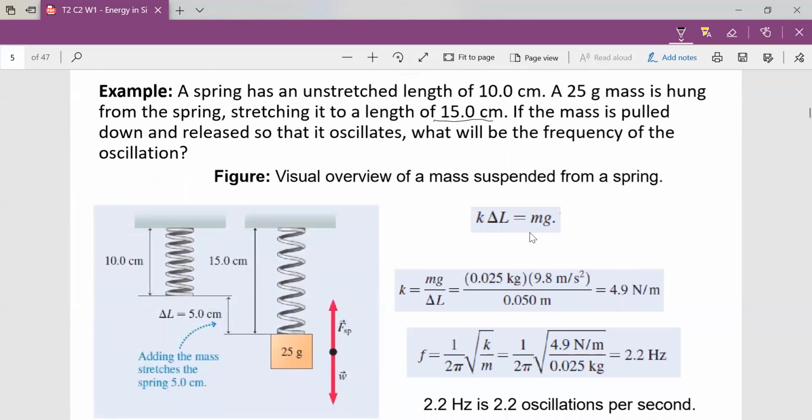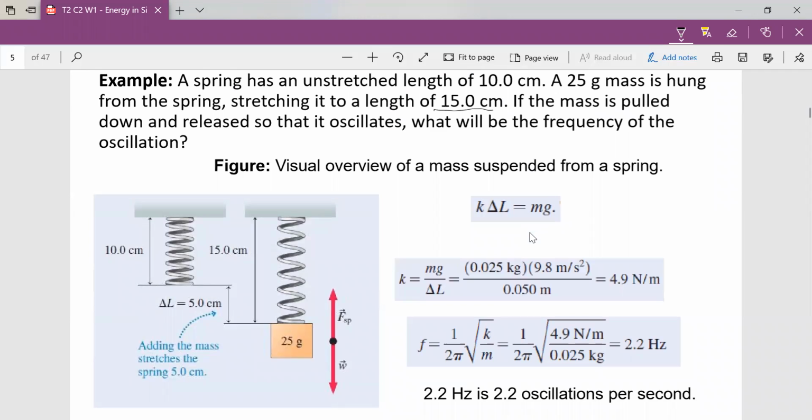So we'll try to make a pictorial representation of what we've just read. We have the original length of the spring to be 10. When we hung the 25-gram weight, it stretches by an additional 5 cm, making the total length 15. So this is typically the picture of what the question is saying. If you now pull this and make it bounce up and down, the question now is, what will be the frequency of that oscillation?